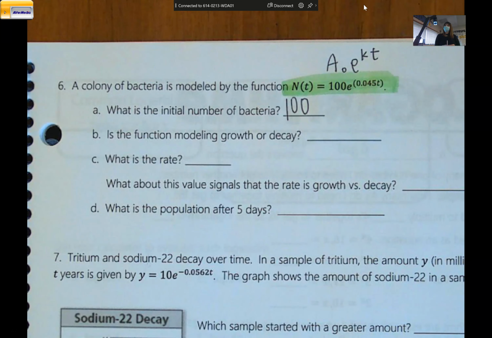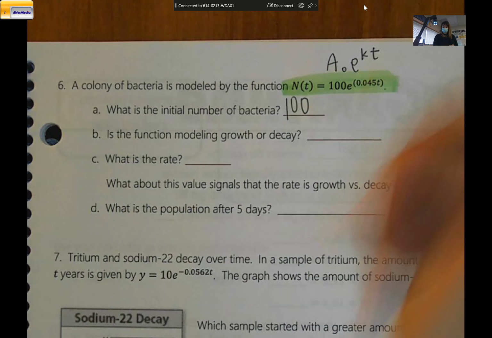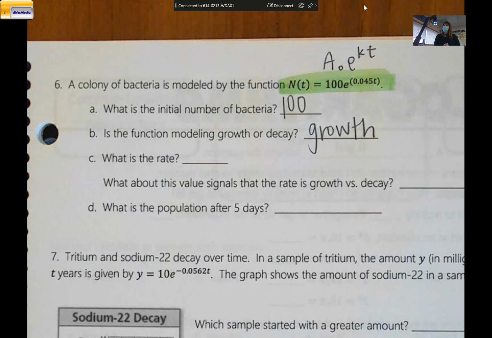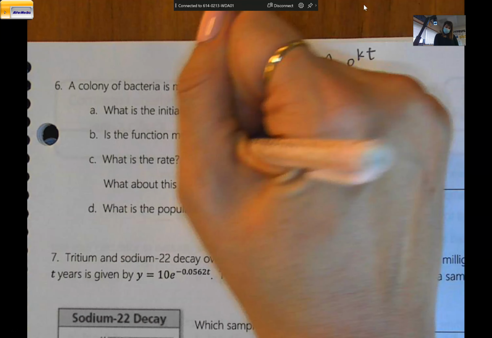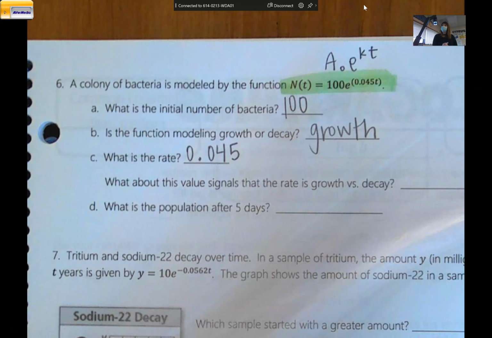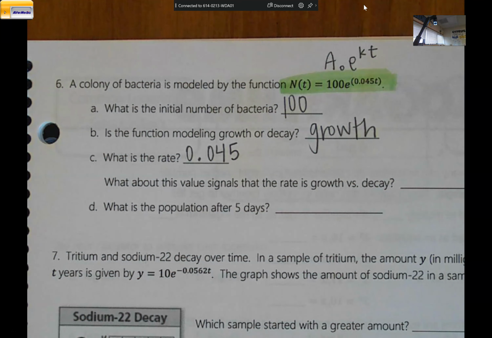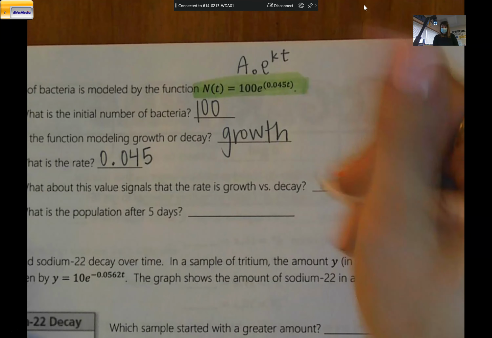Is this growth or decay? Growth. What is our rate? 0.045. We are growing at a rate of 4.5%. What about this tells us it's growth? It's positive. If that would have been negative, we know that it's decay.